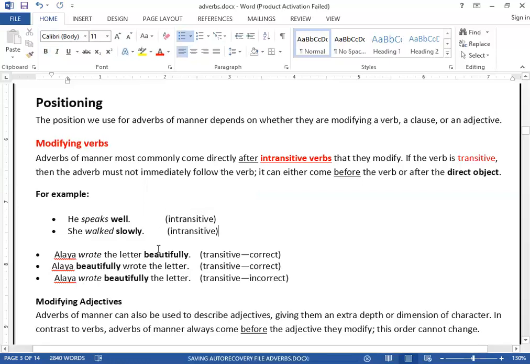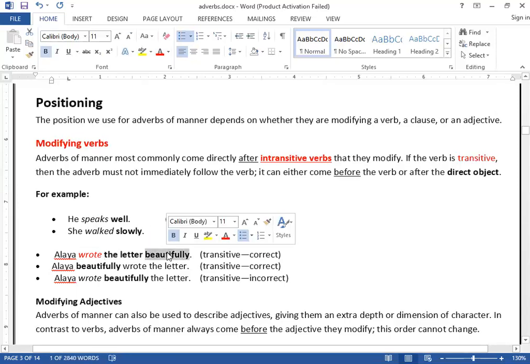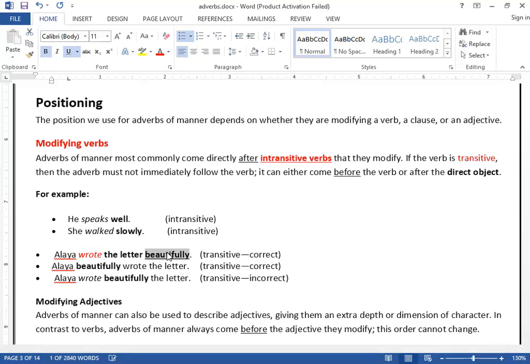The second one, let's take more examples. Alaya wrote the letter. Wrote is what type of verb? It's transitive. Why? Because we have used the object, the letter. Object is already present here. Clear? And then you can see we have used the adverb of manner beautifully. Where did we use it? We use it after the object.